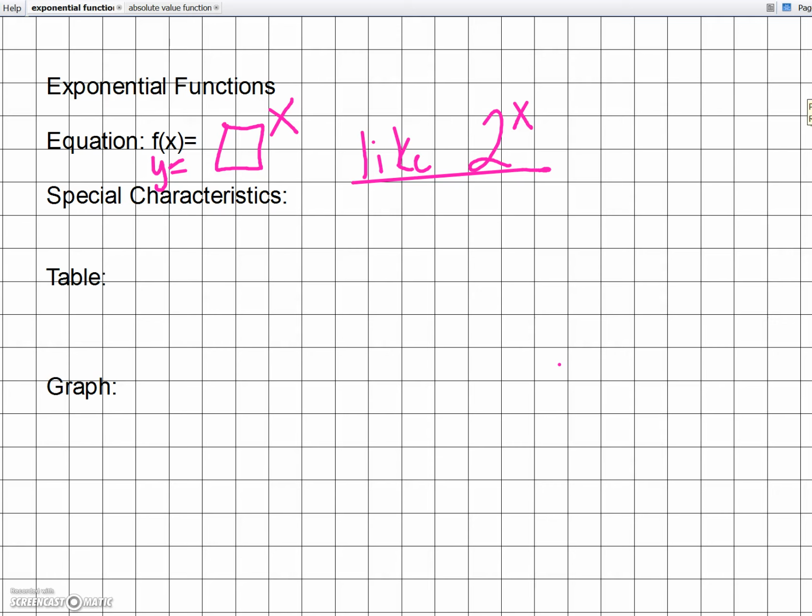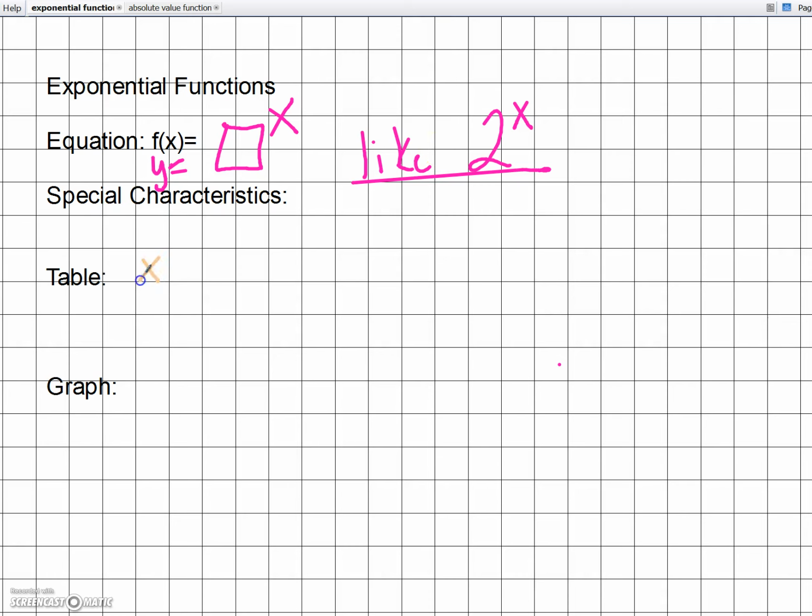Remember, what are some of the special characteristics? Well, let's think about what it's going to look like. So we're going to go through our table and our graph, and then we'll come back to the special characteristics on this one. Okay, all right, so we're going to start with our table.